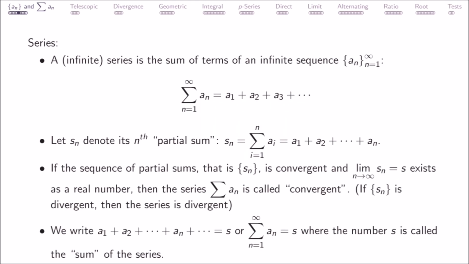Series. An infinite series is the sum of terms of an infinite sequence. Let Sn denote its nth partial sum. If the sequence of partial sums, that is, sequence Sn, is convergent, and if the limit exists as a real number, then this series is called convergent. If sequence Sn is divergent, then the series is divergent. We write this where the number s is called the sum of the series.